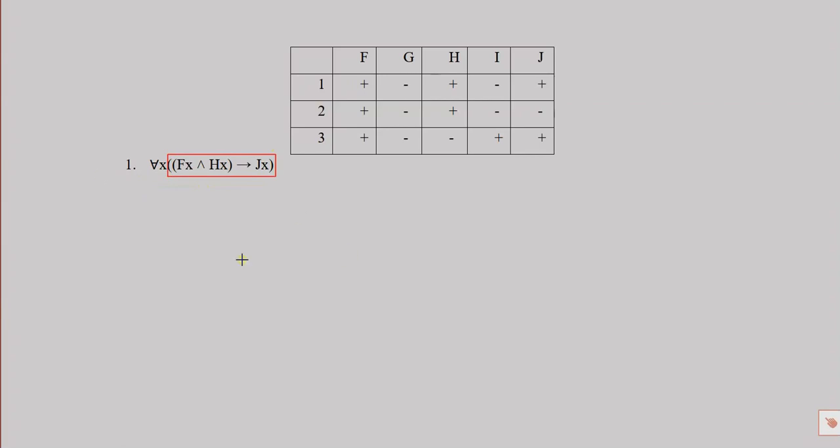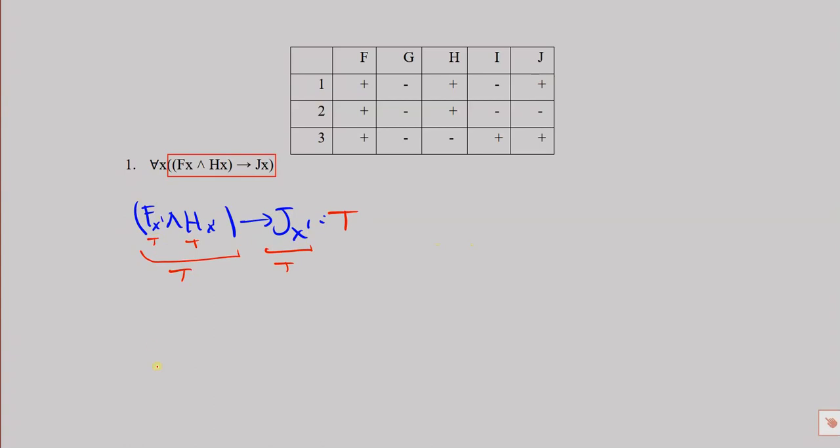Okay. So there are 3 objects in the domain, so we need to check 3 things. So the first is that we get Fx and Hx arrow Jx if x refers to object 1. So what's the truth value of that? Well, 1 is in the extension of F, right? So this is true. H has 1 in its extension, so this is also true. So this whole thing is true. 1 is also in the extension of J, so this is true. So this whole thing is true, okay? So the first object satisfies the thing in the box.